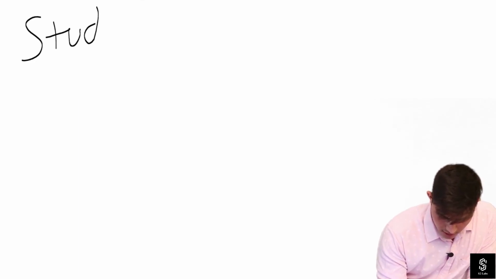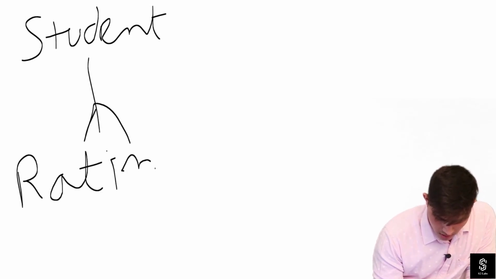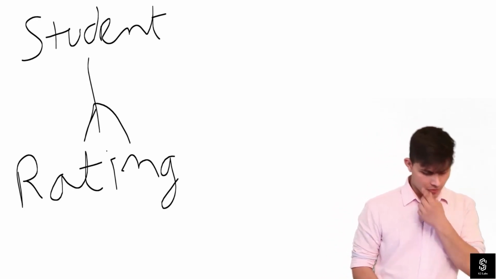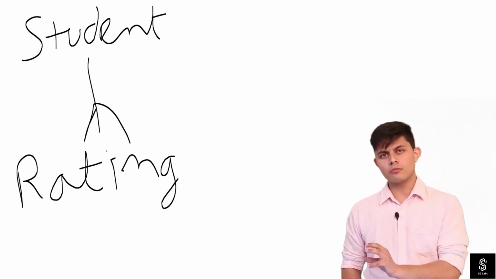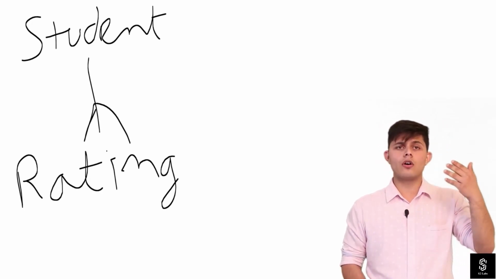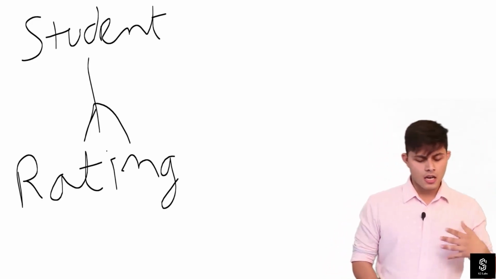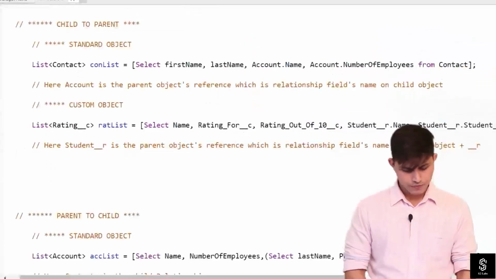So student is a custom object which is related to a custom object named rating. So student and rating have a one-to-many relationship, and I want to write a query on the rating object, and I want to fetch the field's value of the student records which are associated to that particular rating. So how am I going to do that when it comes to a custom object? So let's have a look.